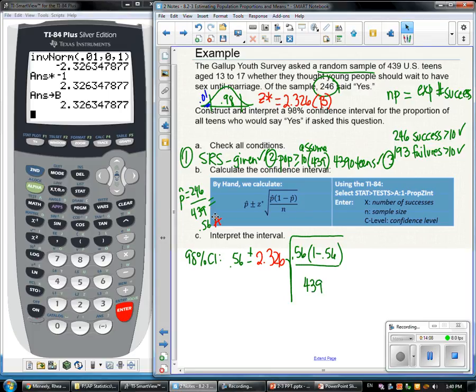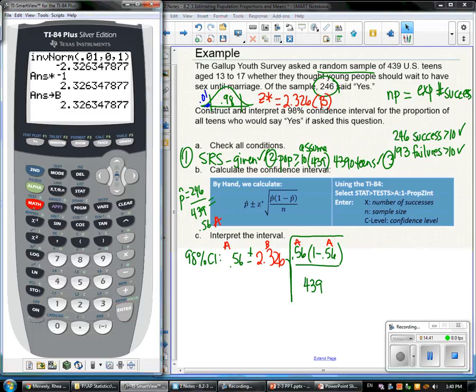Okay, so when I actually do the math, I like to do it all in one step. So I don't like to compute my standard error and then round that number and then multiply it by z and then round that number to get my margin of error. I kind of like doing it all in one step. So remember, I stored my 56% in alpha A. So this is an alpha A, this is an alpha A, and I stored my z star value in alpha B.